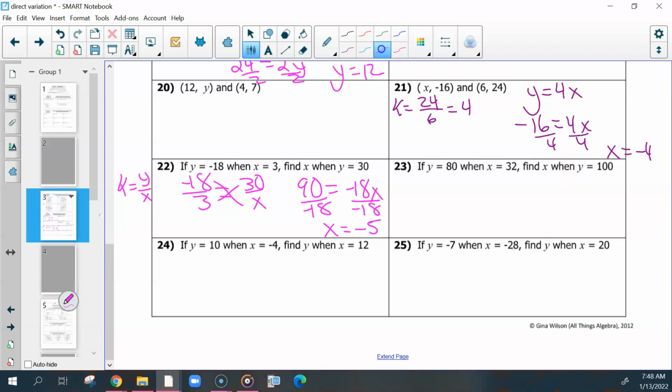And then let's do 25. I'm going to go back and do it the other way, where we're finding k and then finding our equation and solving it that way.